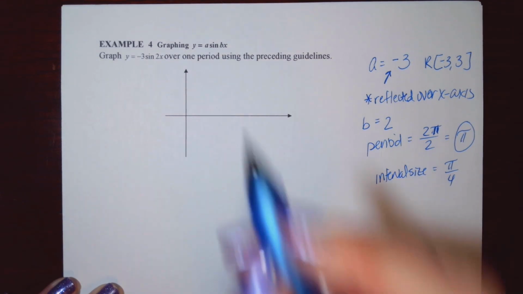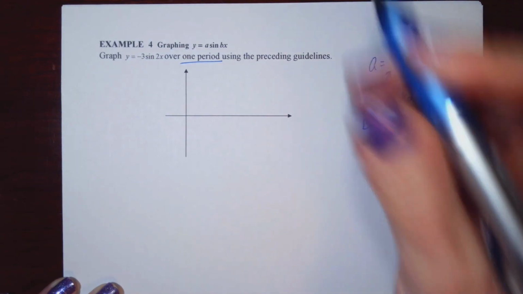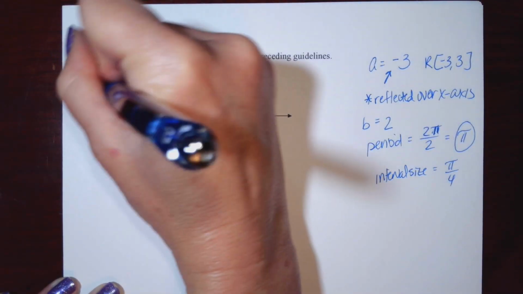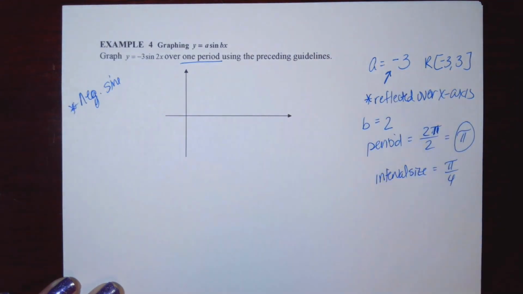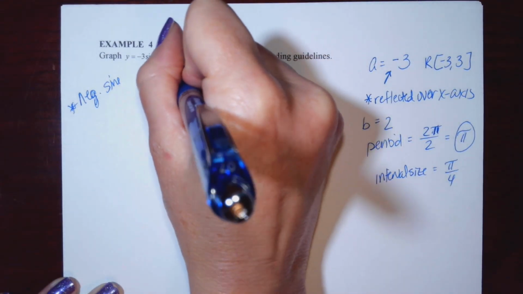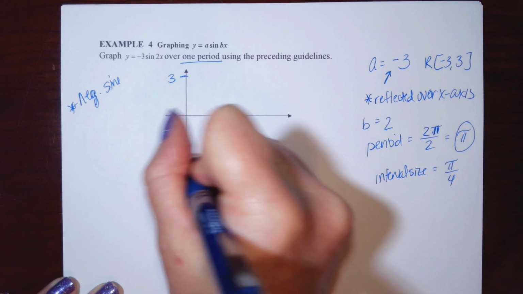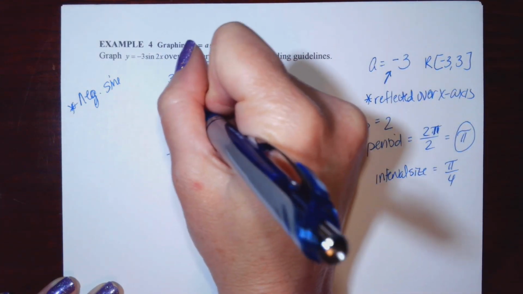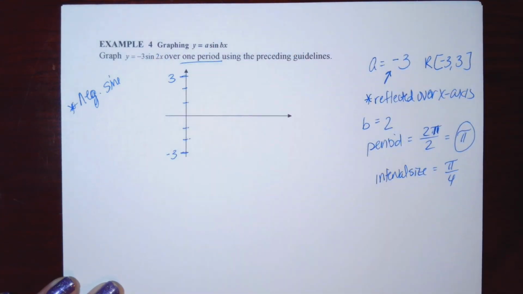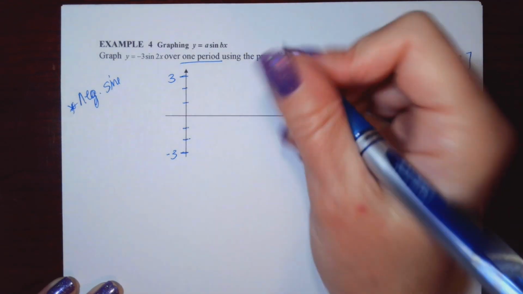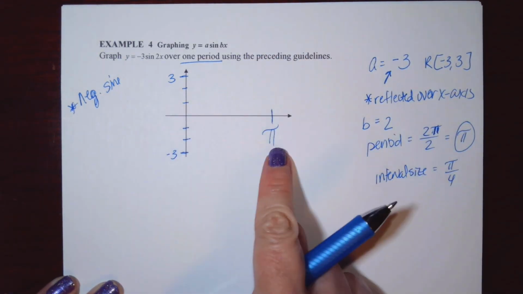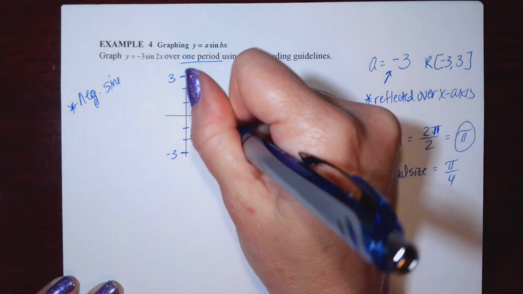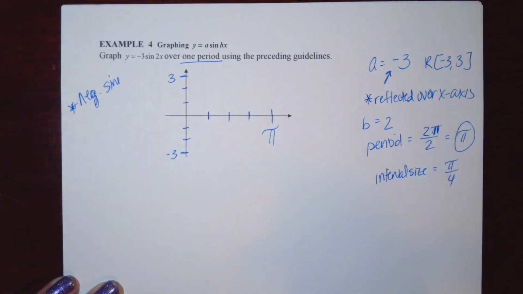So 1 period, 1 cycle, we've got a negative sine function, negative sine, don't forget to reflect it. Our amplitude is 3, so we go from +3 to -3 in our range. 1 cycle is pi radians, so from 0 to pi, I need to divide that into 4 equal intervals.